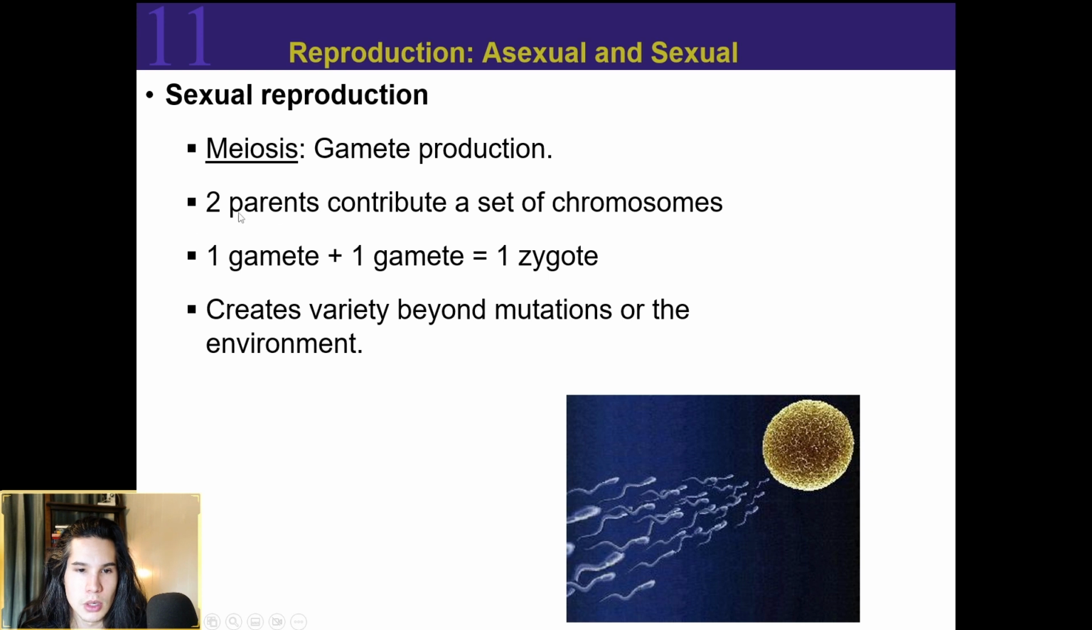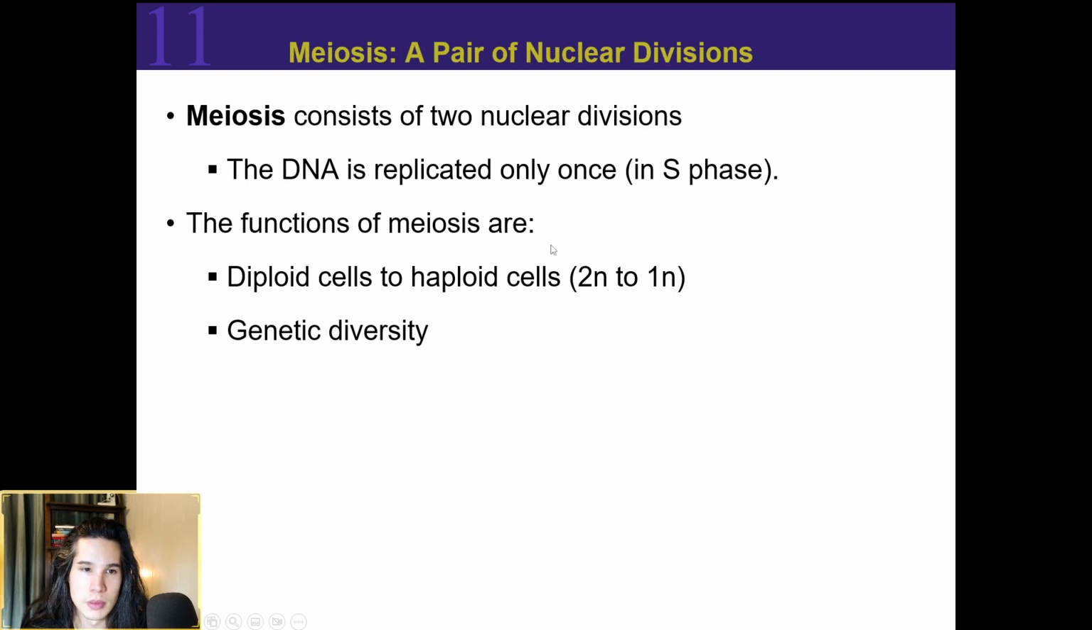And typically, when you create a new organism, a zygote, two parents are going to contribute their own set of chromosomes. Remember, they're going to be haploid. So you're going to have one haploid gamete, an egg, plus one haploid gamete, a sperm, making one diploid zygote. So the purpose of meiosis, you have a lot of self-imposed mechanisms to create variation. So the purpose of meiosis is to create variety that is beyond mutations or just the environment.